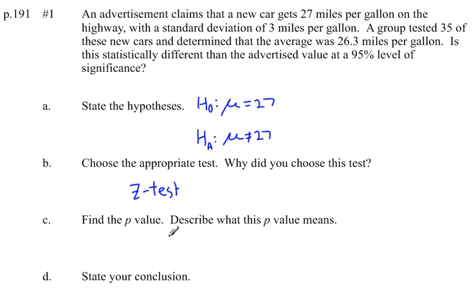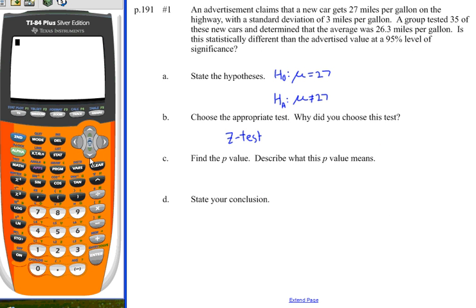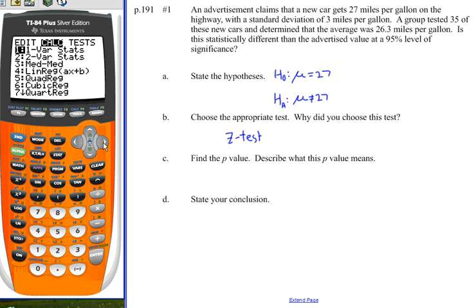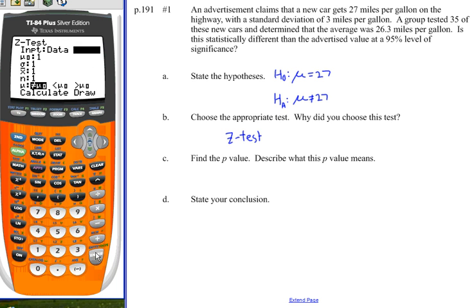So to do this, we could use a formula or we could use our calculator as a tool. Let's pull out our calculators. Now to do this, we're going to press our stat key and go over to tests. The very first choice is z-test, so I'm going to press enter. We will enter our stats.